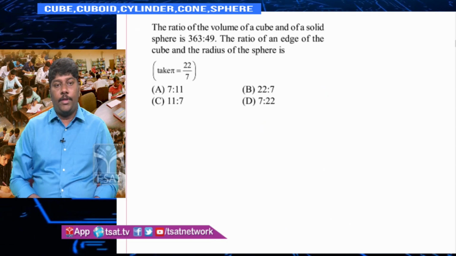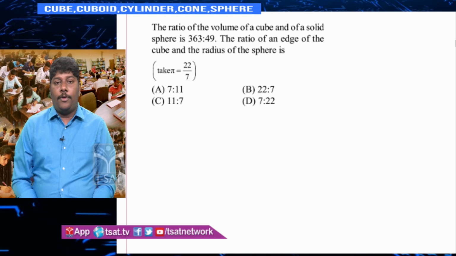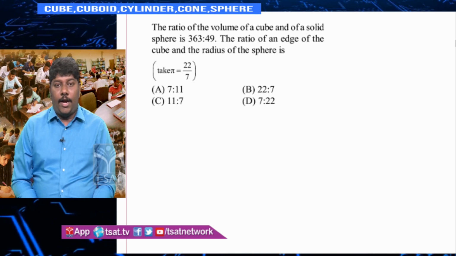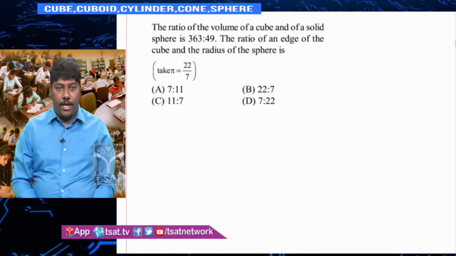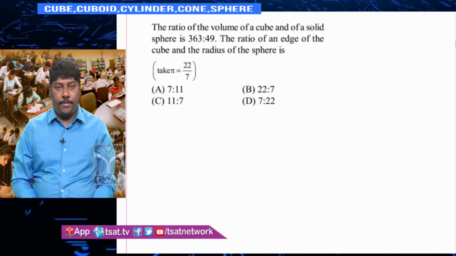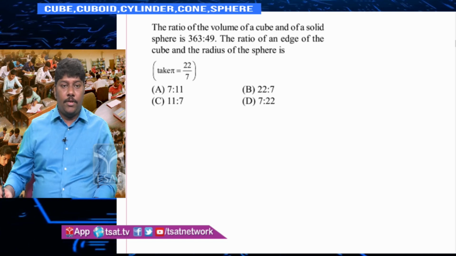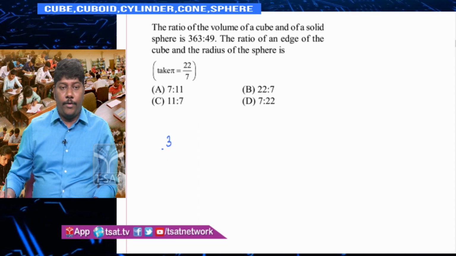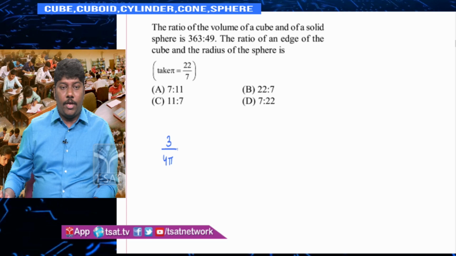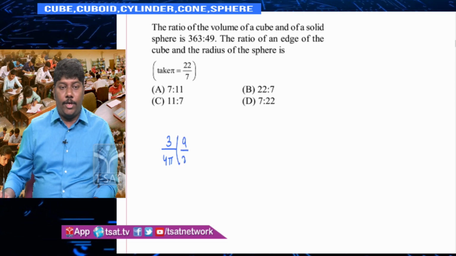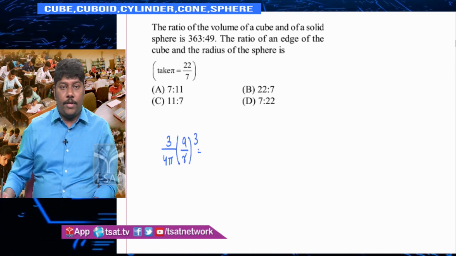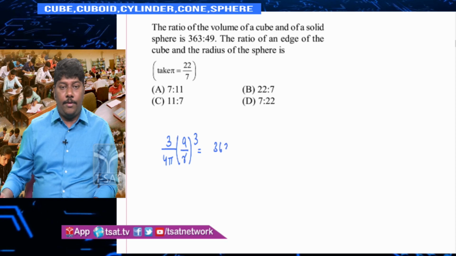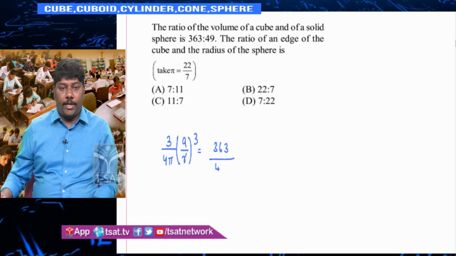Look at the next one. The ratio of the volume of the cube and of a solid sphere is 343:49. Just now we found out the ratio. So if 4 by 3 comes up, it becomes 3 by 4 pi into A by R whole cube. The ratio is 363 divided by 49.